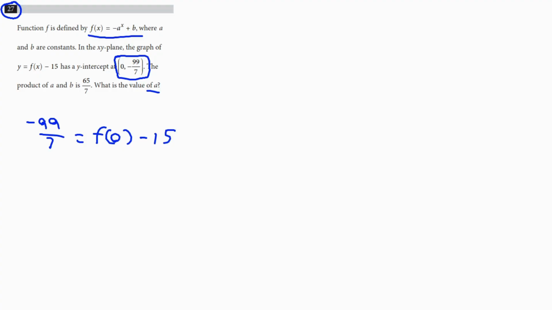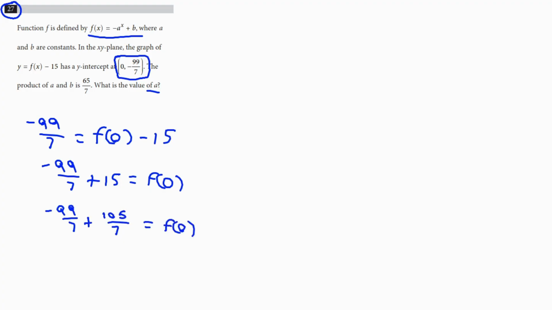So let's add the 15 over to the other side. So when we do that, we'll get negative 99 over 7 plus 15 equals f of 0. So this is where you got to be kind of good with your fractions. Let's put 15 over a denominator of 7. So let's rewrite it. That'll be negative 99 over 7 plus 105 over 7 equals f of 0.